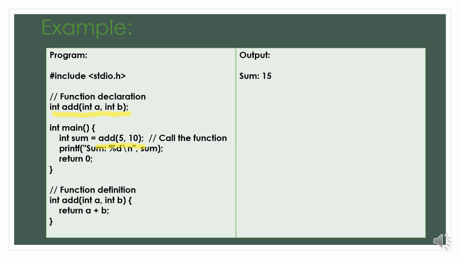When the function is called, it goes to the function definition section. So the actual arguments 5 and 10 are passed to the formal parameters. Then it returns the value 15. After that, the printf statement is executed. So the result is: sum is equal to 15.